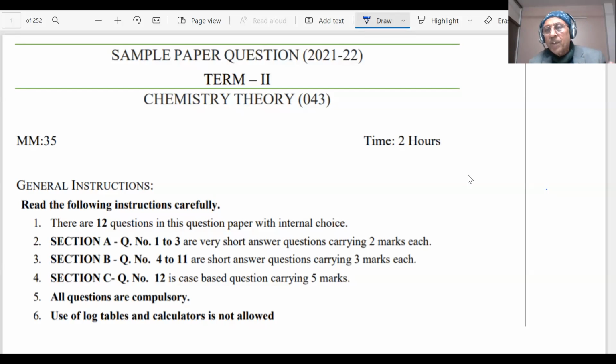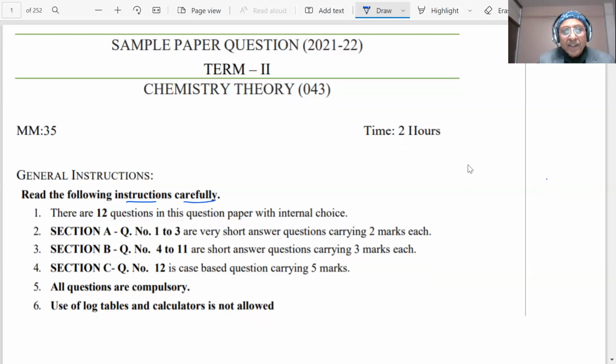First thing is that we should read the general instructions. Read the following instructions carefully. Let us read it carefully. There are 12 questions in the question paper with internal choice. Internal choice has been given.